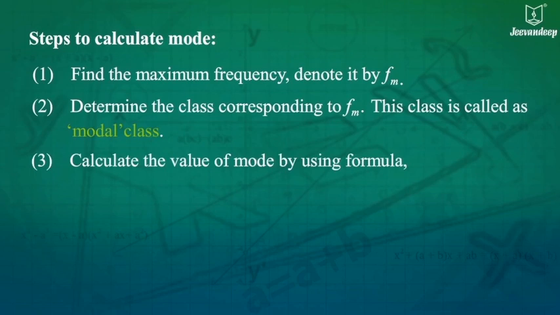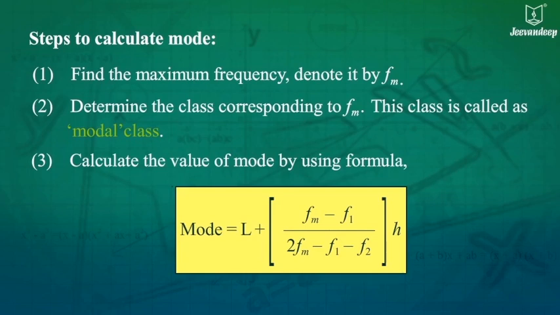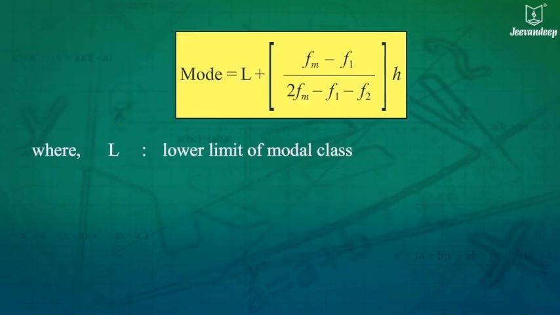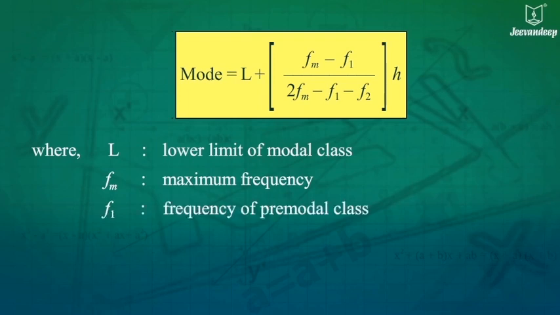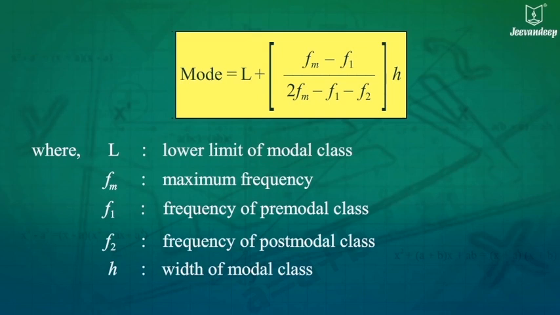Calculate the value of mode by using the formula: mode equals L plus (Fm minus F1) upon (2Fm minus F1 minus F2) into H, where L is the lower limit of the modal class, Fm is the maximum frequency, F1 is the frequency of the pre-modal class, F2 is the frequency of the post-modal class, and H is the width of the modal class.